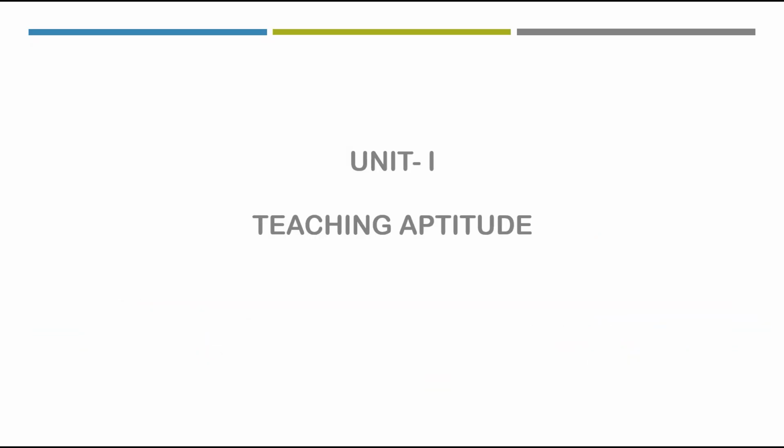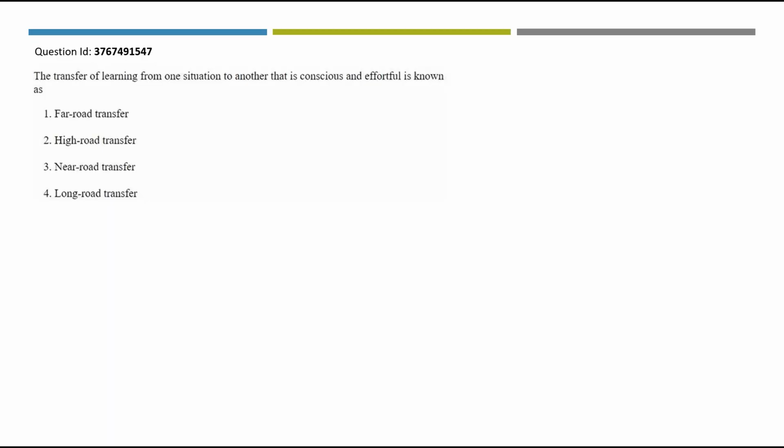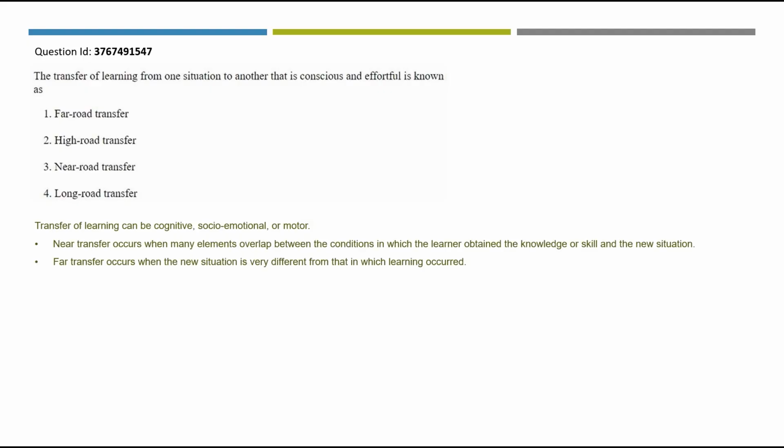We will move on to Unit 1 Teaching Aptitude. The transfer of learning from one situation to another that is conscious and effortful is known as. The transfer of learning can apply to cognitive part. Socio-emotional is related to the mental abilities and motor is with respect to physical abilities. Near transfer occurs when many elements overlap between the conditions in which the learner obtained the knowledge or skill and the new situation. Far transfer occurs when the new situation is very different from that in which learning occurred.